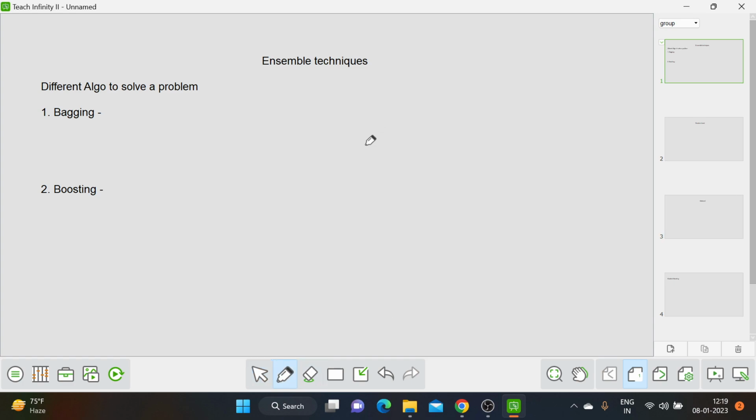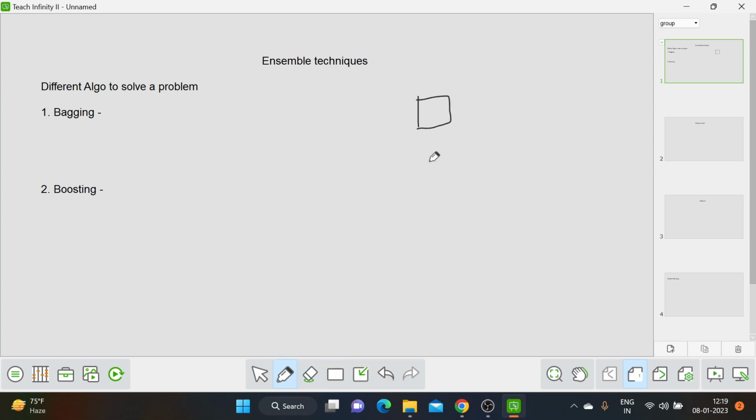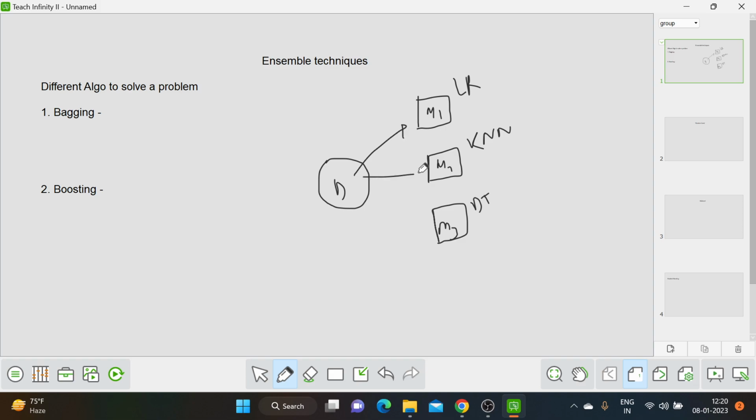Okay, so what is the thing you see here? Suppose this is my model 1, model 2, model 3. In model 1 we apply linear regression, in model 2 we apply KNN, and in model 3 we apply a decision tree, for any regression problem. So this is my data set. I gave it to model 1, model 2, and model 3, and I get my output from these three models.